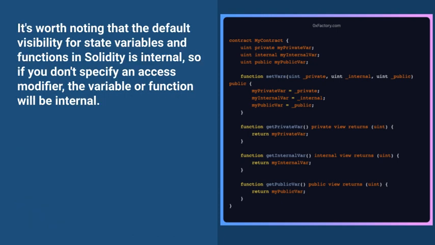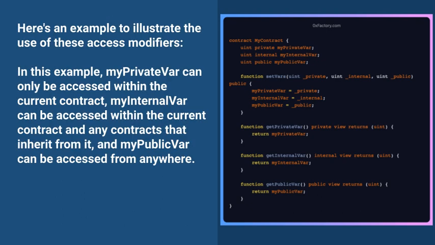It's worth noting that the default visibility for state variables and functions in Solidity is internal, so if you don't specify an access modifier, the variable or function will be internal. Here's an example to illustrate the use of these access modifiers.